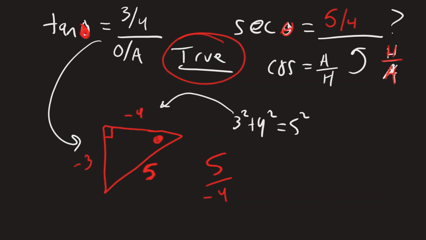So technically, the way they worded the question, if you really think of all the possible cases, the answer should be false, because I don't know what secant is. I don't know if secant's positive or negative based on the information they gave to you. But if you assume it's a right triangle and you assume the right triangle is in quadrant 1, then the answer would be true.